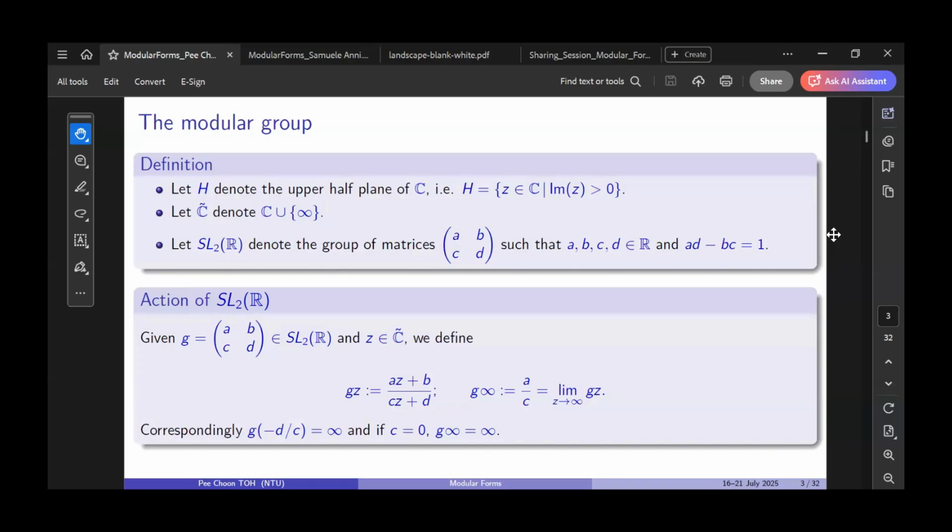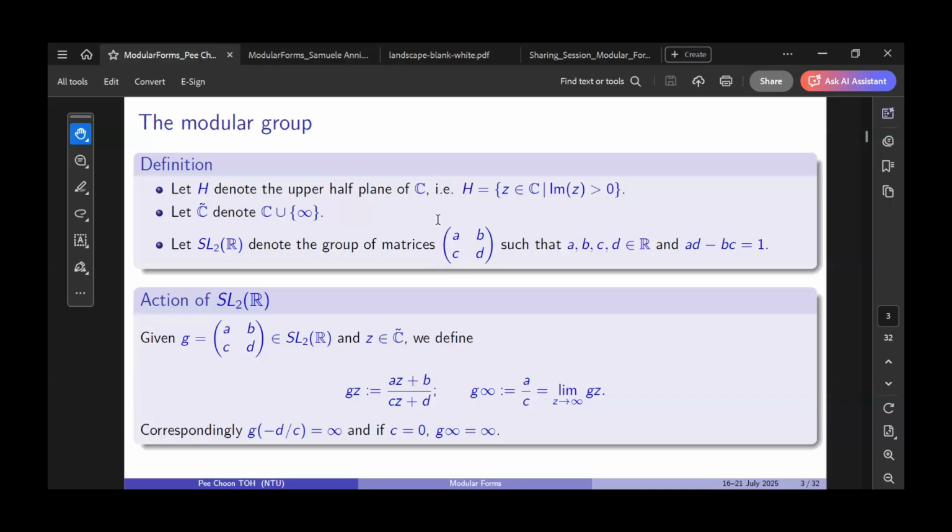Also, let SL2(R) denote the group of matrices (a b; c d) such that a, b, c, d are elements of the reals and ad minus bc is 1. So basically, the determinant is 1.